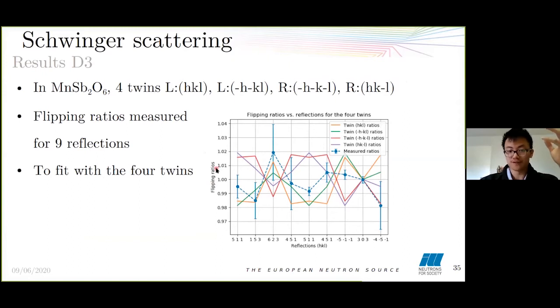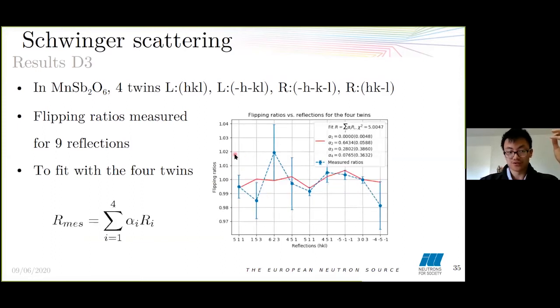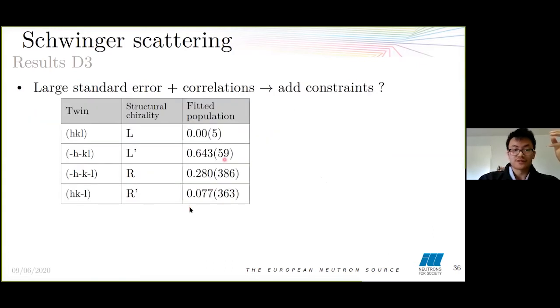So we have to fit the observed data to a linear combination of these 4 values. This was done simply by doing a linear combination of these ratios. The results are summarized in this table. What we can see is that the standard error is quite high in these 2 populations, and we have also found some correlations between the populations.